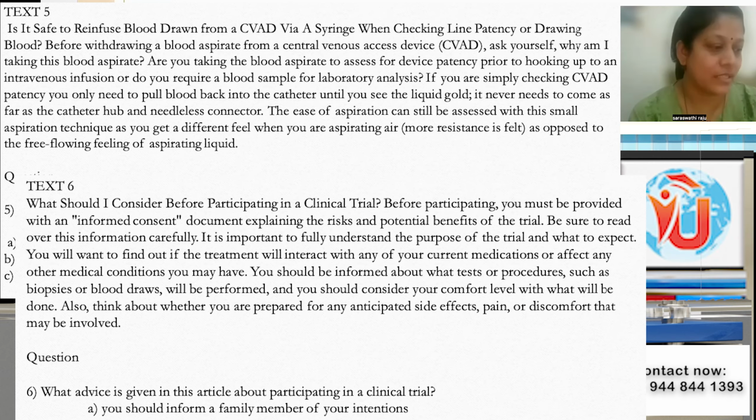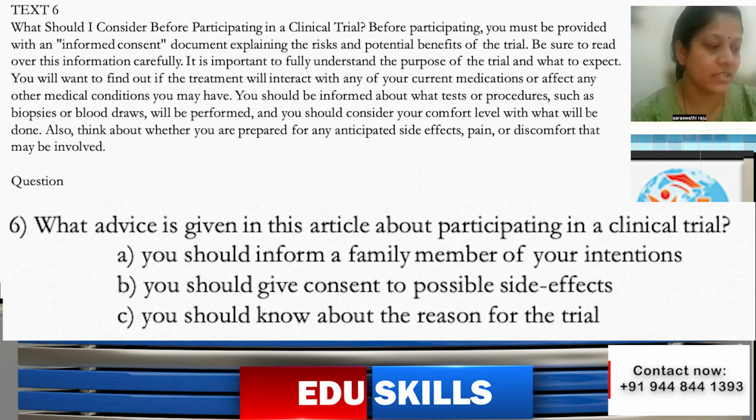So QAT method. First I will read the question. What advice is given in this article? Advice is given in this article about participating in a clinical trial. Okay, so what advice are they giving? About participating in a clinical trial. First we'll go for the answer options. You should inform your family members of your intentions. You should give consent to possible side effects. You should know about the reason for the trial.